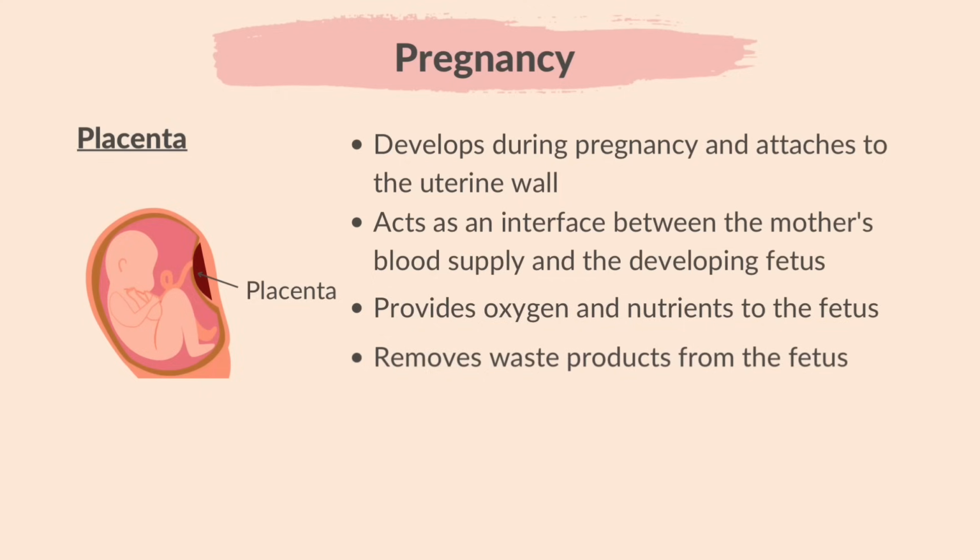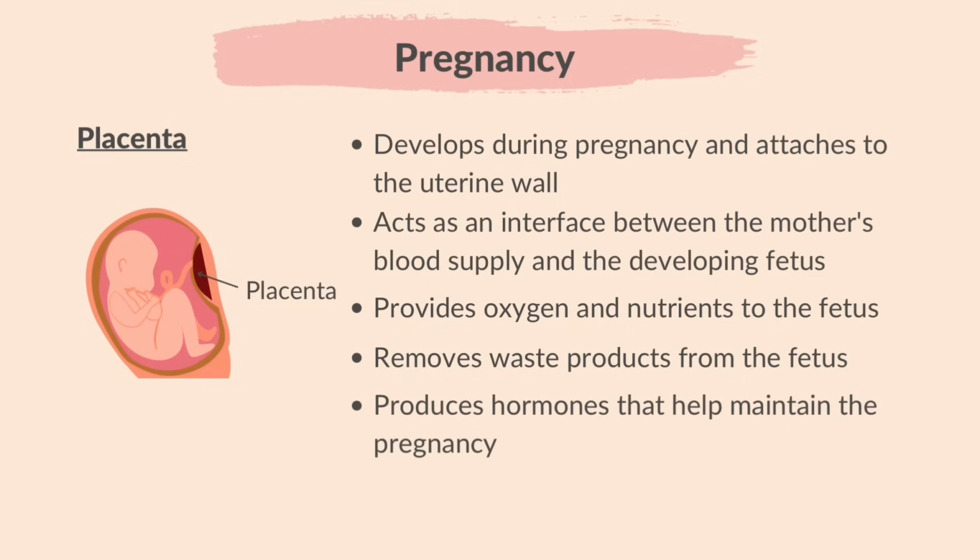It removes waste products from the fetus, so dissolved waste substances like carbon dioxide and urea are removed from the fetus's blood so that they do not build up to dangerous levels, and they diffuse across the placenta into the mother's blood to be excreted. It also produces hormones that help maintain the pregnancy, that is estrogen and progesterone.